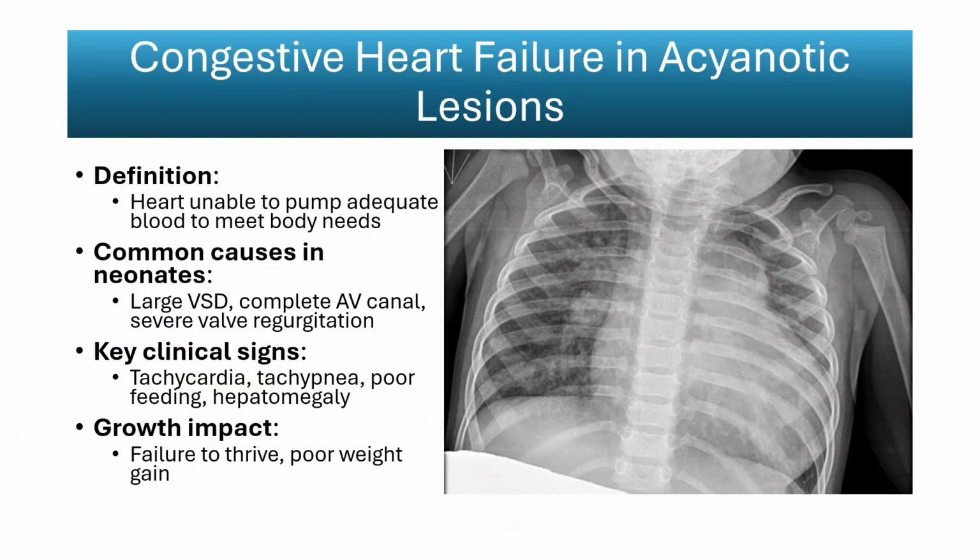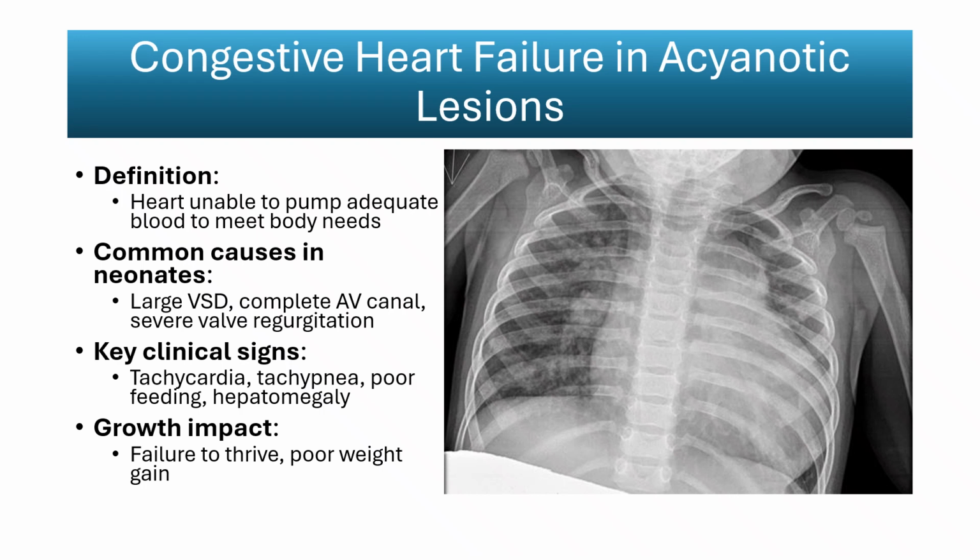Congestive heart failure in infants describes the inability of the myocardium to pump enough blood to meet metabolic demands. In acyanotic lesions, the driving mechanism is usually volume overload from large left-to-right shunts or severe atrioventricular valve regurgitation. The most common neonatal culprits are large ventricular septal defects, complete atrioventricular canal defects, and significant mitral or tricuspid insufficiency. These lesions channel excessive blood into the pulmonary circuit, raise venous return to the left heart, and produce pulmonary congestion.